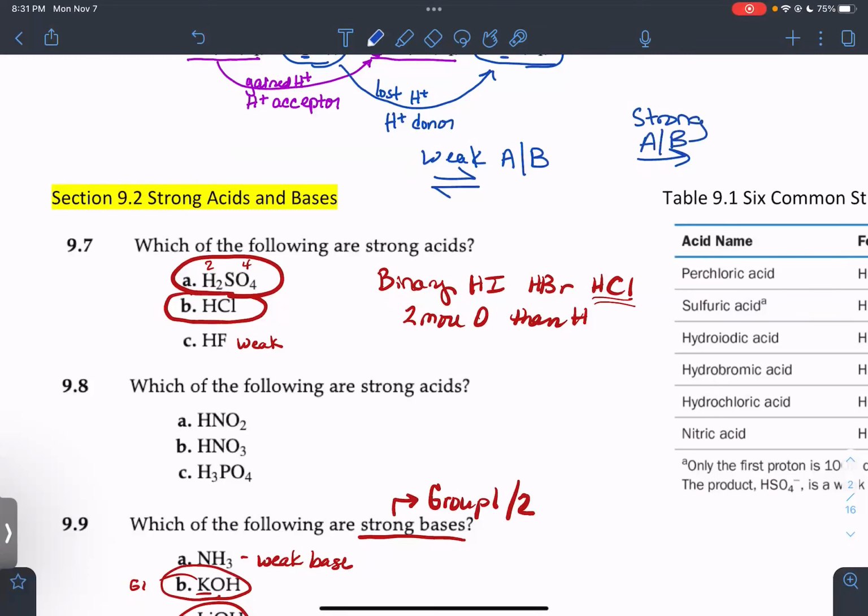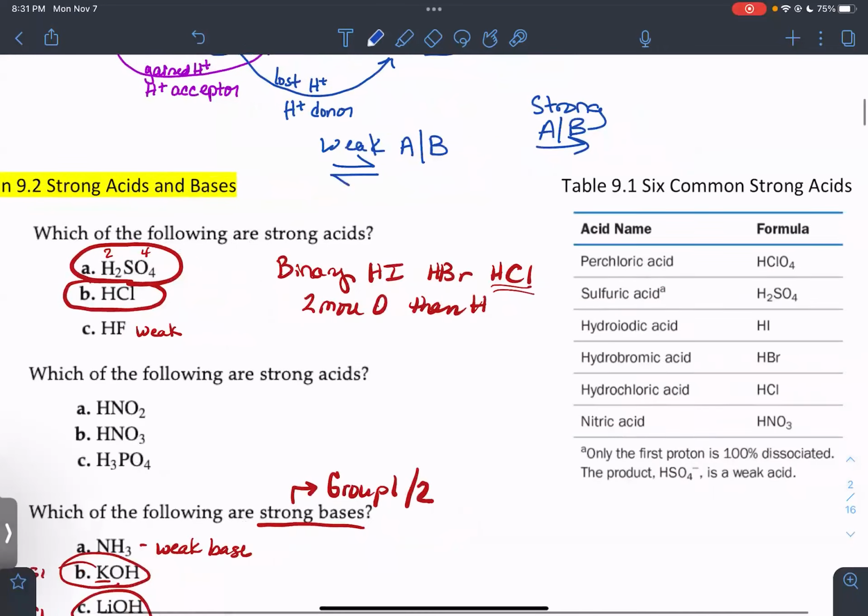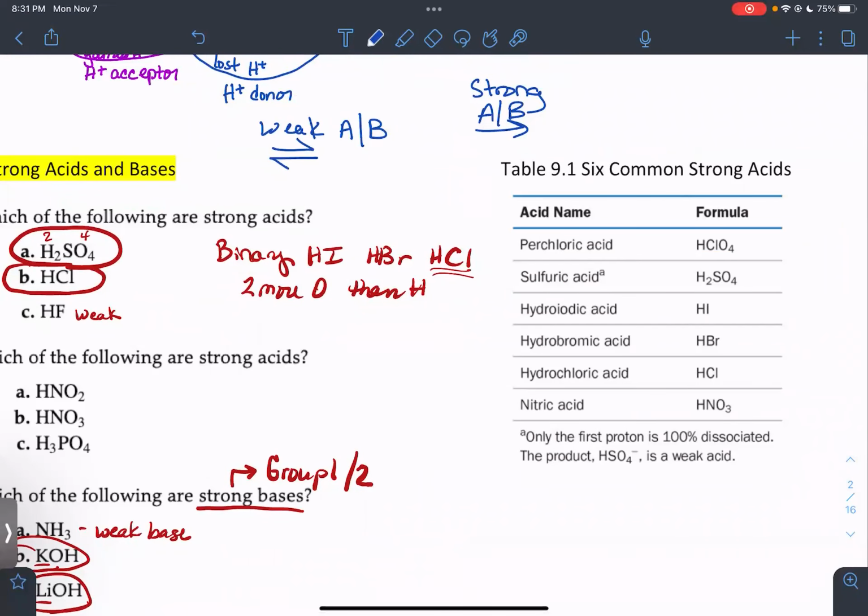And so you could go through and try to memorize a list. You could look on your best friend. Your best friend has the 6 common strong acids. And then you can also remember a couple of little mnemonic devices that will help you get through exams a little more quickly. So if you look at the rules for strong acids, there are 2 kinds of strong acids.